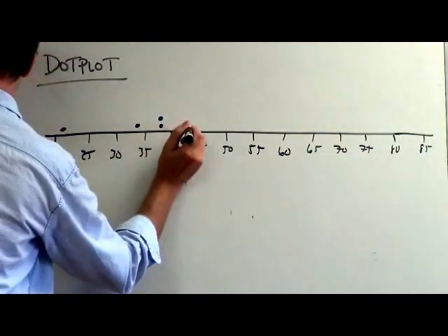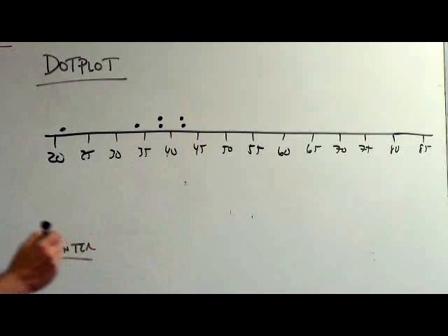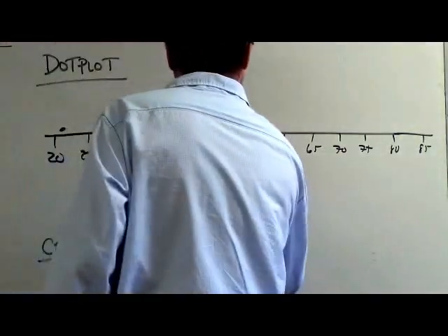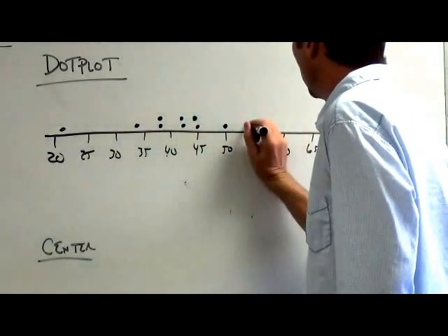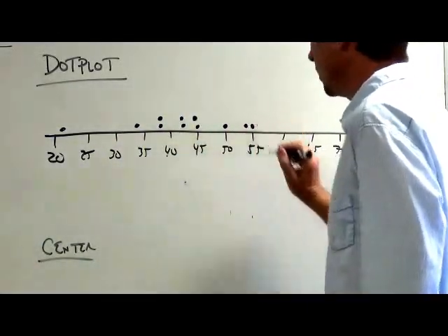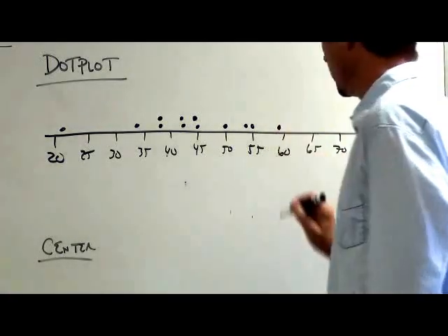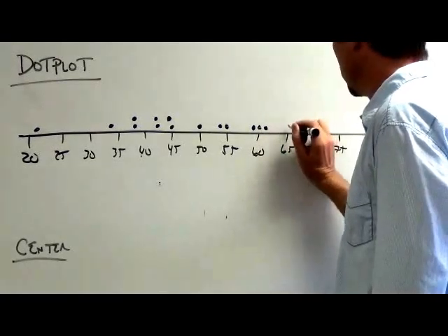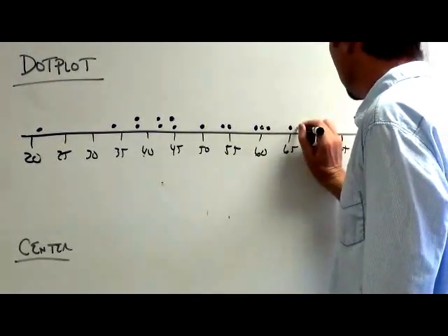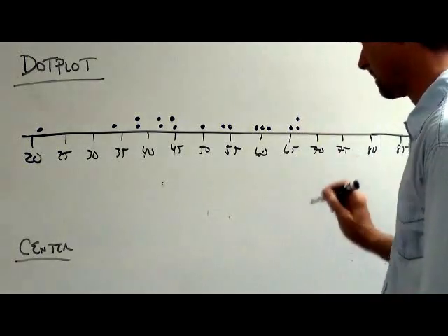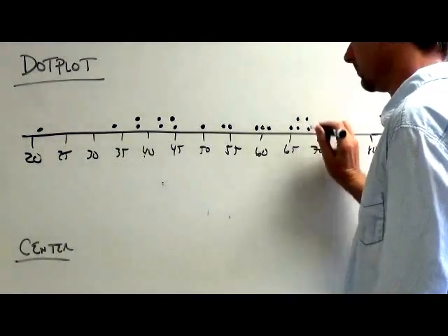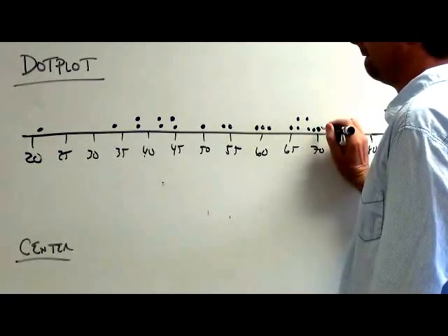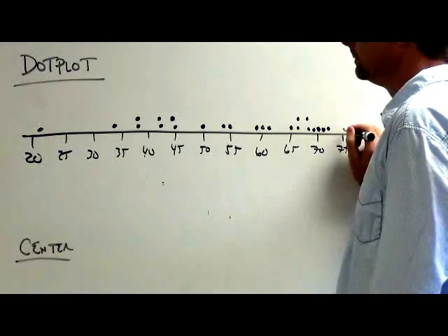43, two of them, right? 45, I've got two of them. 50, I've got one. 66, I've got 2. 68, I've got 2. 91, 71. 71, 72.